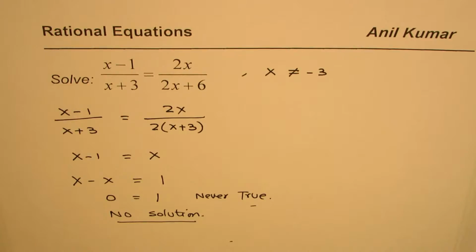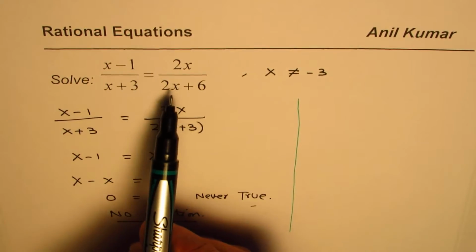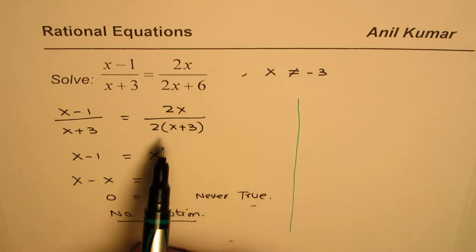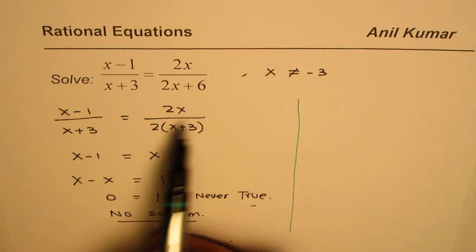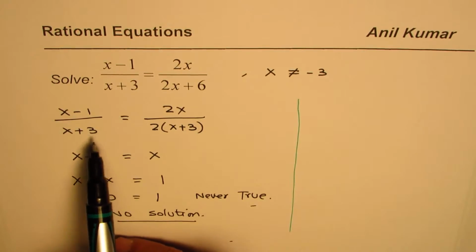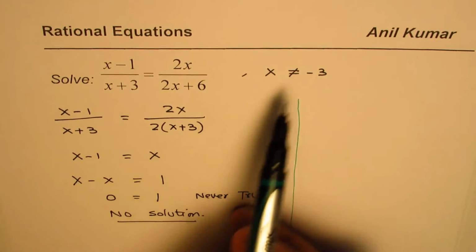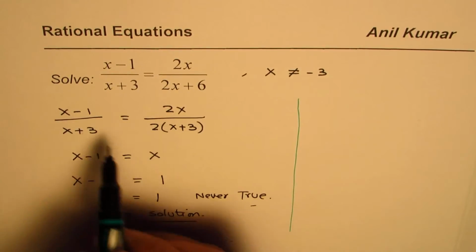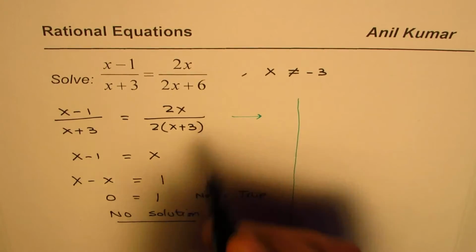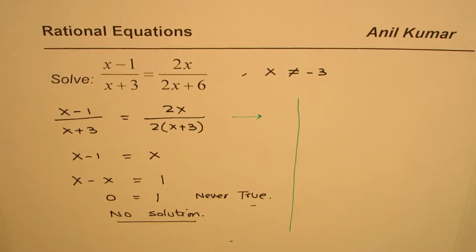Now here is a word of caution. Sometimes what you can do is, at this stage, cross multiply and find the answer. You may get x equals -3 as one of your solutions. In that case, let me show you. At this stage, let's move on to the right side and I'll provide you with an alternate solution.